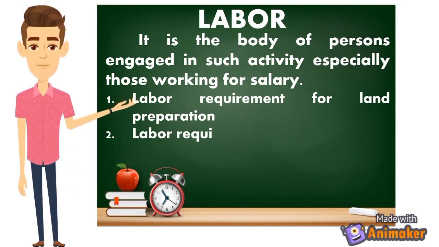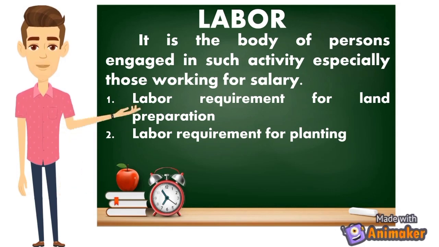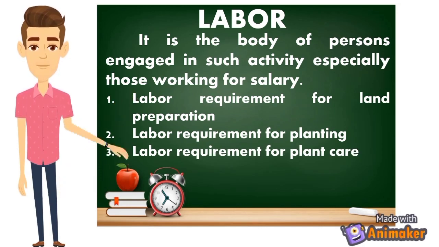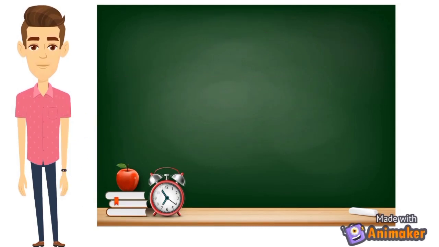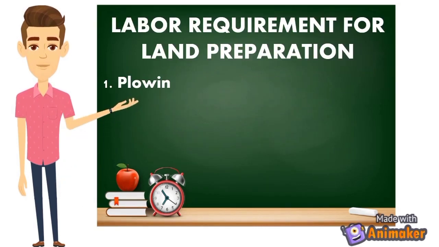Next one is labor requirement for planting. So of course, if we are done for the land preparation, then we will proceed to planting. So magtatanim na tayo dyan. Next one, labor requirement for plant care. So, syempre, kapag nagtanim tayo, tapos na tayo dyan, hindi naman pwedeng papabayaan lang natin. So, meron tayong mga activities under plant care. So, we will discuss this one by one. But for the meantime, let me discuss the first one, which is the labor requirement for land preparation.